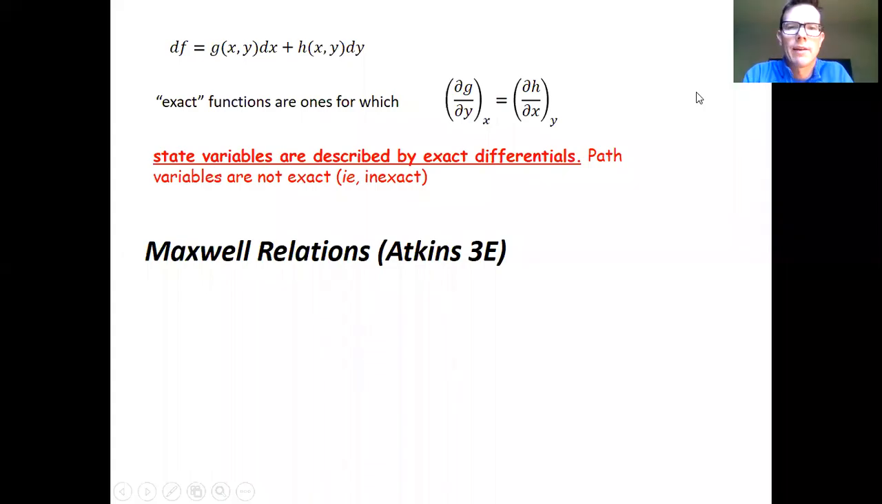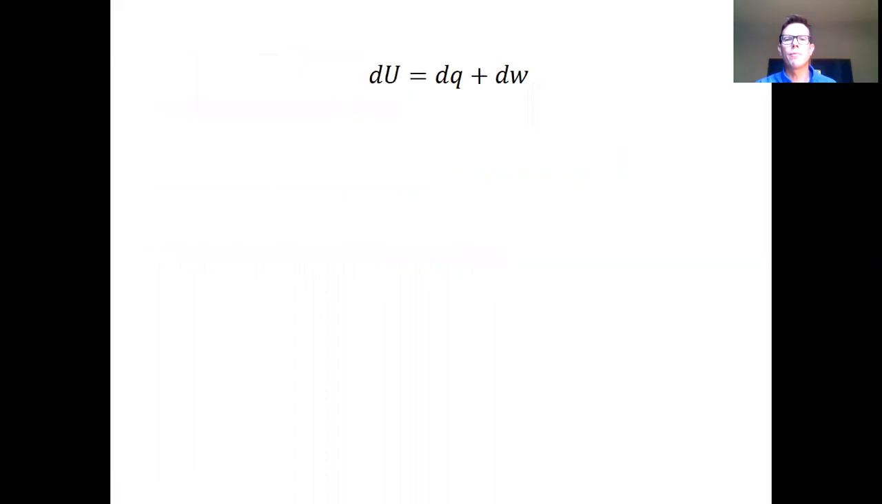Okay, hi everybody. In the last video, we talked about exact functions. So if I have some total differential written as follows, exact differentials are ones for which this definition holds. Right? The cross derivatives are equal. And it's relevant because state variables in thermodynamics are described by exact differentials. Path variables are not. Today we're going to flesh this out a little bit more and use it to derive something called Maxwell Relations. So away we go.